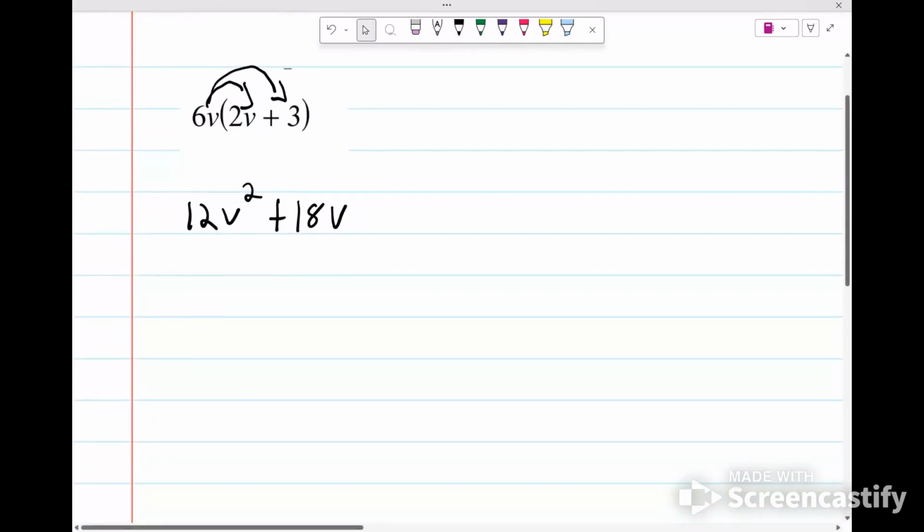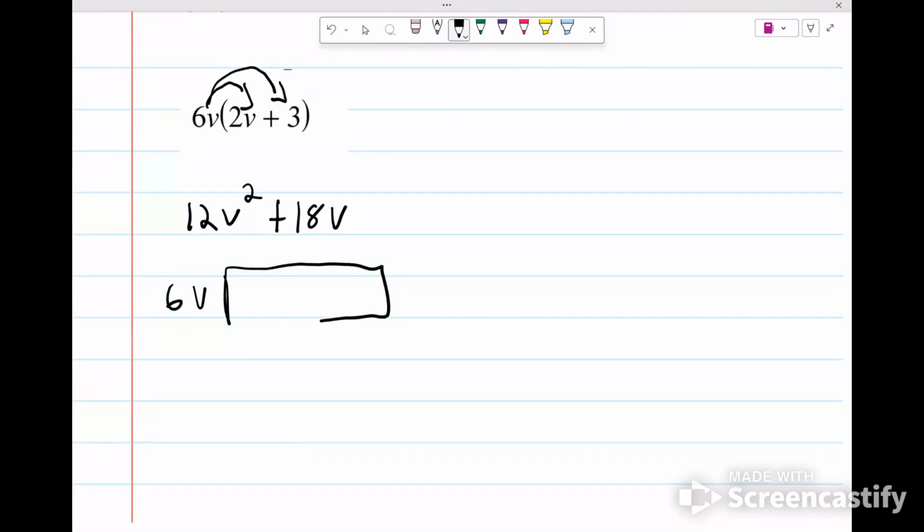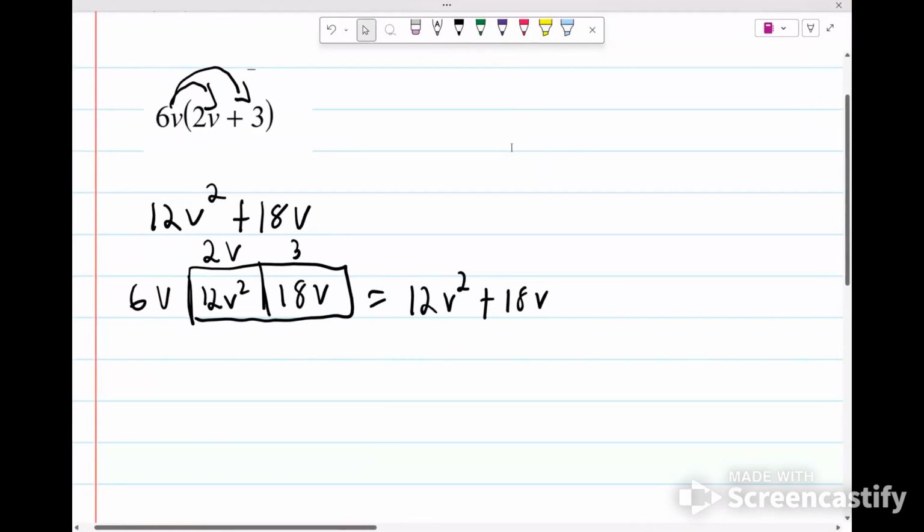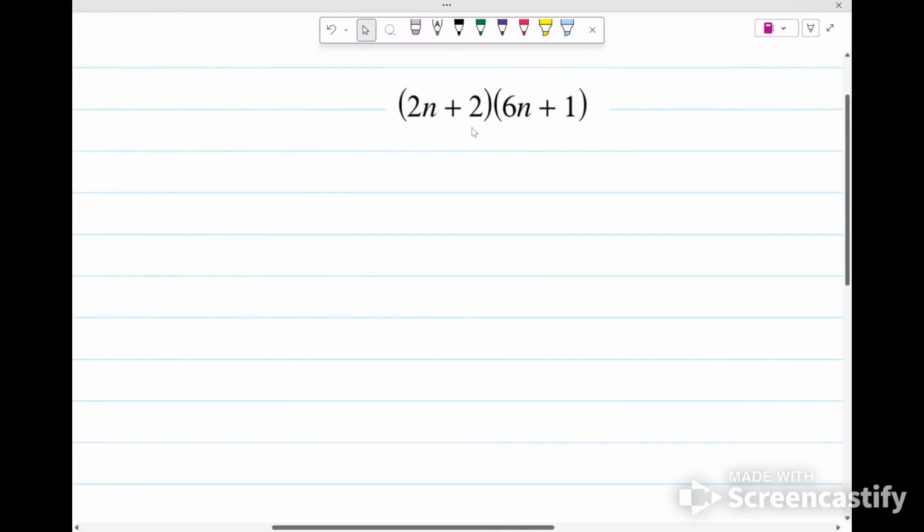Another way that also helps students is using something called the box method, where you just create a box. You put your leading coefficient in front and a constant, and it's the same thing. So 6v times 2v will give us 12v squared, and 6v times 3 will give us 18v. With this, it's more for visual learners. Sometimes it can help students understand it. From past experience and from checking for a student's understanding, you could do either method, or just whatever students prefer. So let's go on to the next one.